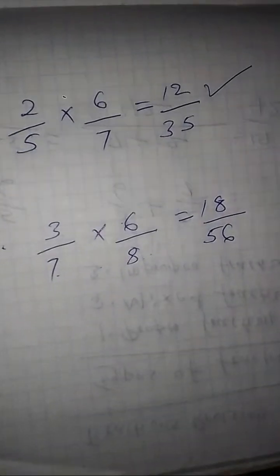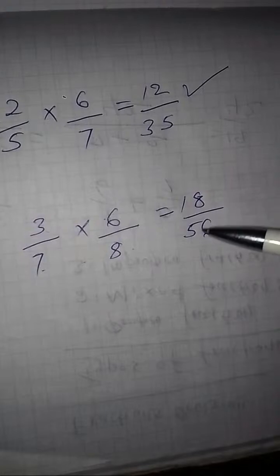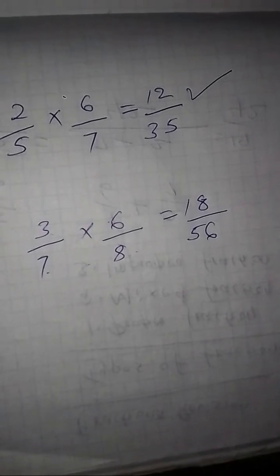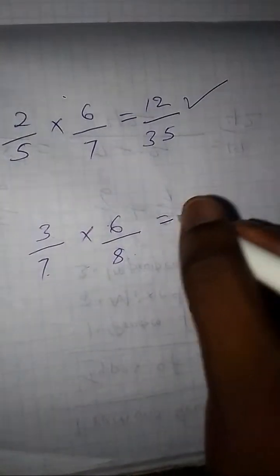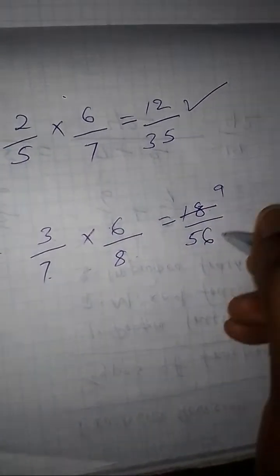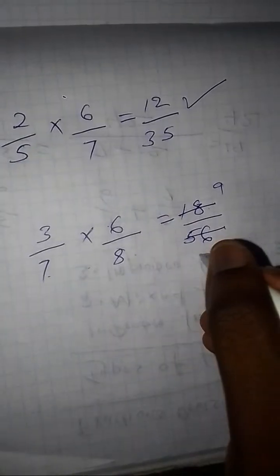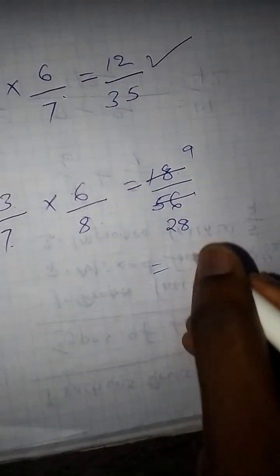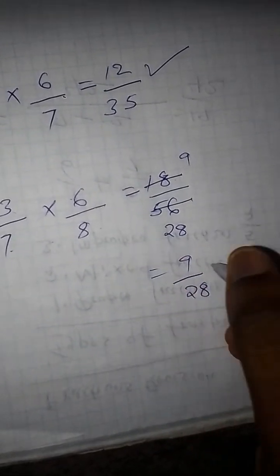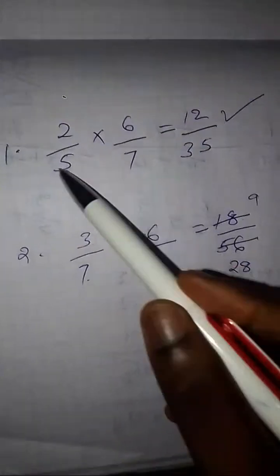Now in this case, there's need to simplify it. If you leave it like this, you might get a wrong answer. So which number can go into both 18 and 56? Let's pick 2. So 2 goes into 18 9 times. 2 goes into 56, 28 times. So our answer now becomes 9 out of 28. So that is now the answer. Okay, so that is how we work out the multiplication part of it.